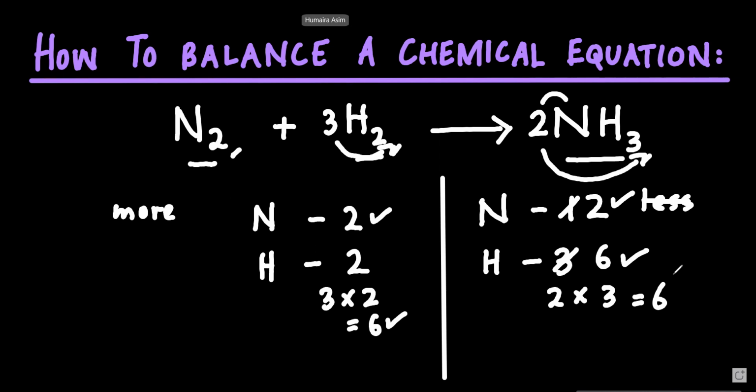I double check. Nitrogen, how many I have? I have 2 here. I have 2 here. Hydrogen, 3, 2 times 6 as I can see here, and 2, 3 times 6 here as I can see, 6 hydrogen. So this is how we balance a chemical equation.